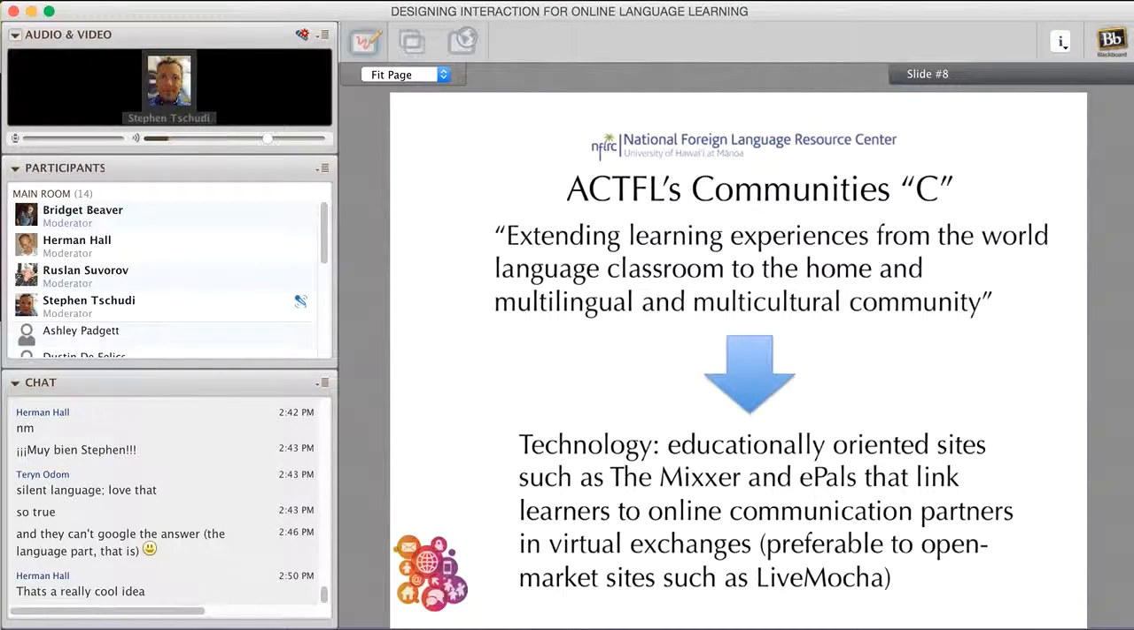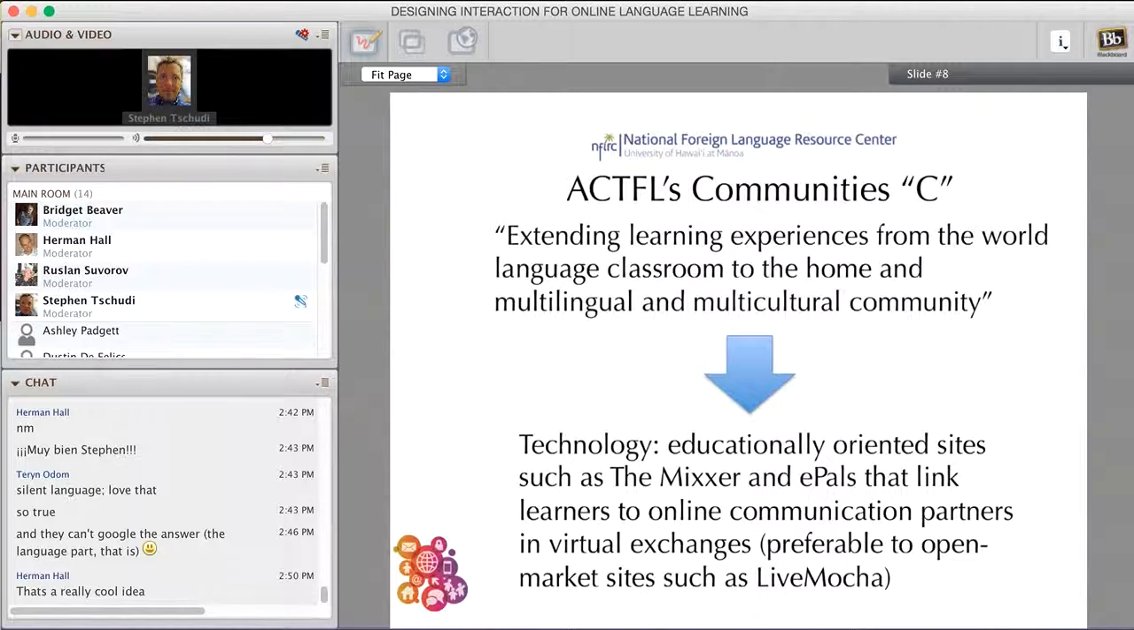The fourth trend in language teaching that I wanted to talk about was ACTFL's Community C. And here we really are talking about learner with community of practice interaction. So the Community C says, extending learning experiences from the world language classroom to the home and the multilingual and multicultural community. One important aspect of this is that it says the home. That means ACTFL is really thinking about the heritage population of learners.